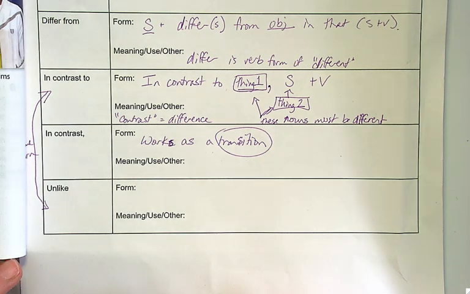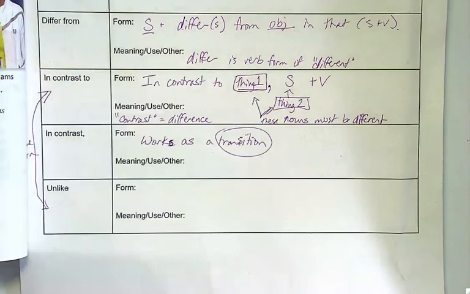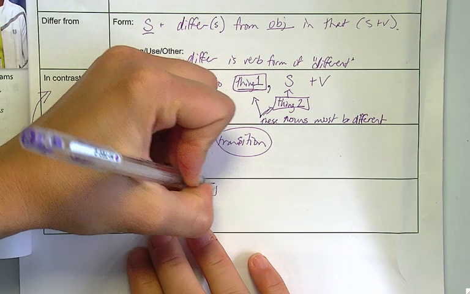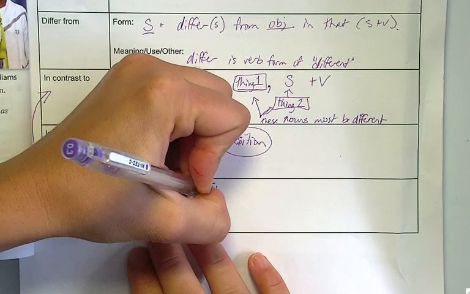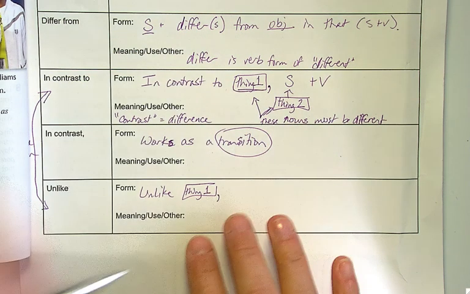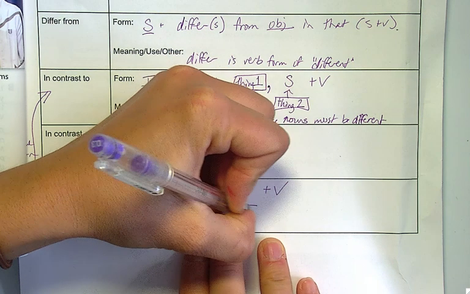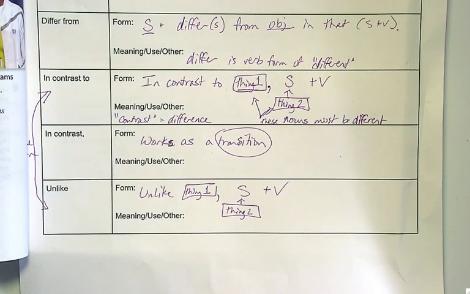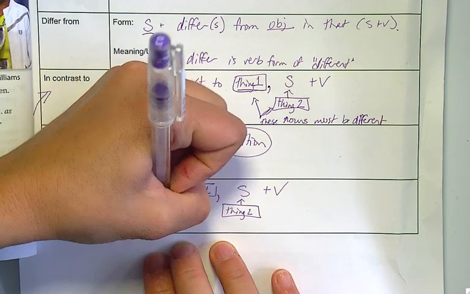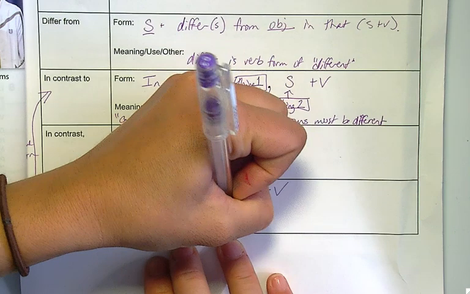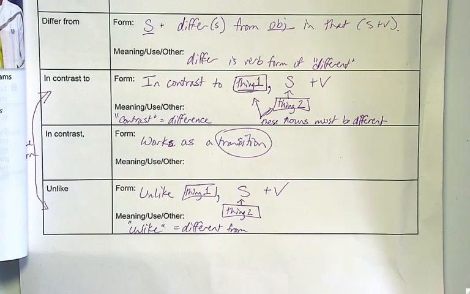And then the word unlike works the same as in contrast to. So we've got unlike plus thing 1, comma, subject, verb, and this subject has to be thing 2. It cannot be the same thing as thing 1. Unlike, the word unlike means different from. Like, not the same, right? Unlike. They're not like each other, right?